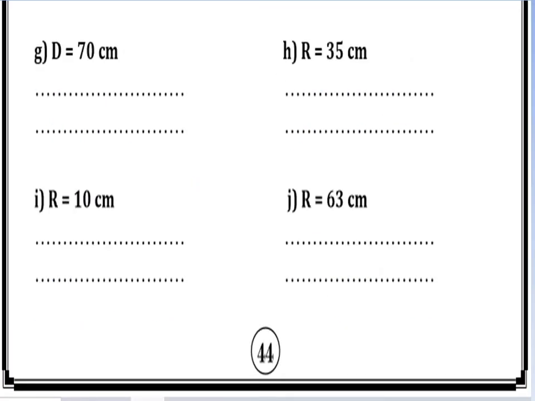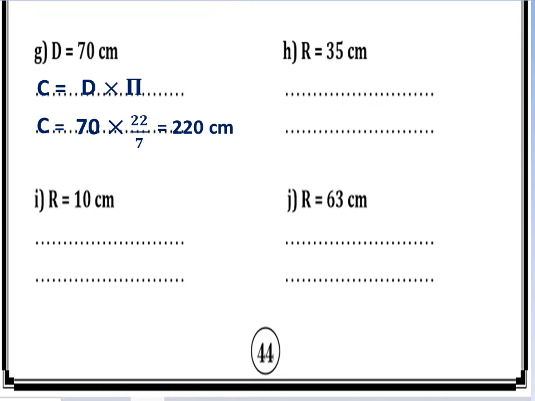And now in letter G, D equals 70 centimeters. So we are going to use the rule which has D. So C equals D times pi. C equals, the value of D is 70, so write 70 times 22 over 7. Put it on the calculator, it's going to be 220 centimeters.